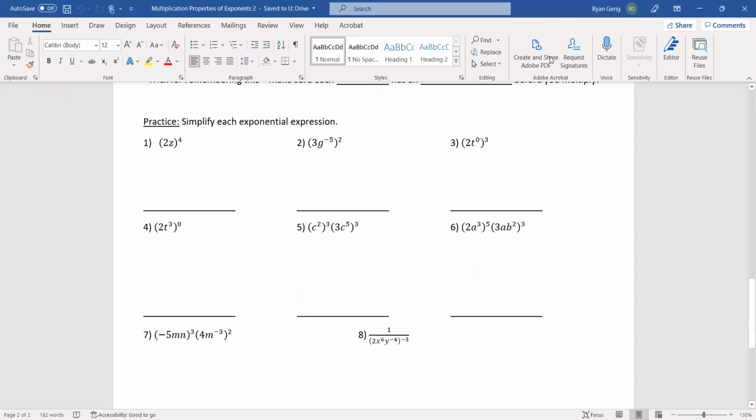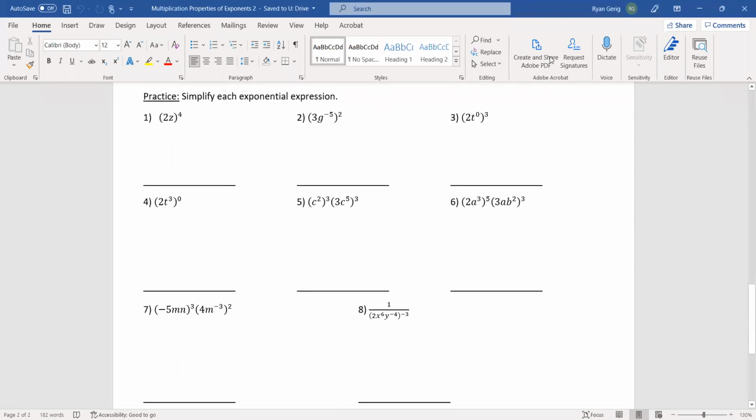Okay, some practice. 2z to the fourth. I'm going to make sure each base has an exponent. So there's a 1 on each of those. So I'm going to multiply each one by 4. So 2 to the fourth, z to the fourth. And now I just simplify what I can. 2 to the fourth is 16. Z to the fourth, I can't do anything with.